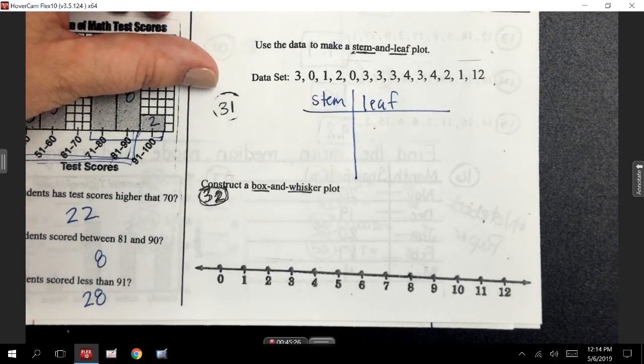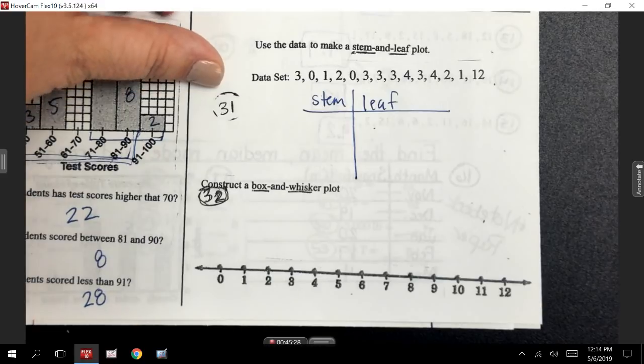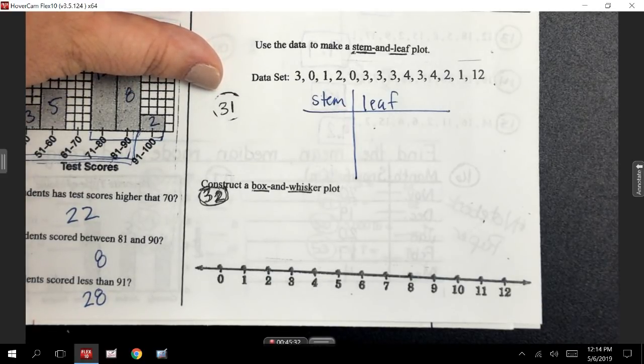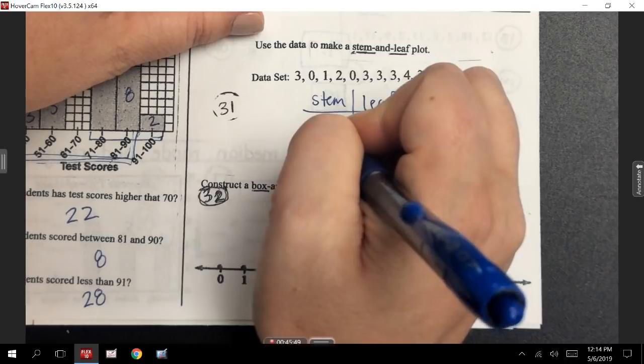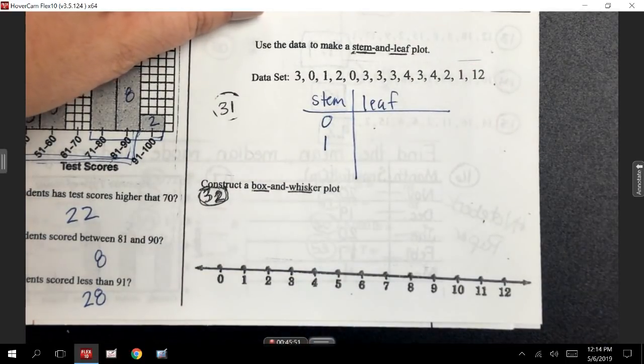All right, so we need to make a stem and leaf. This isn't very good information to make a stem and leaf, is it? What's wrong with this information? Addison? It's all in like the same digits. They're all one digit. So what stem does a one digit number have? 0. And then after that, I would have my 1 for the tens numbers.